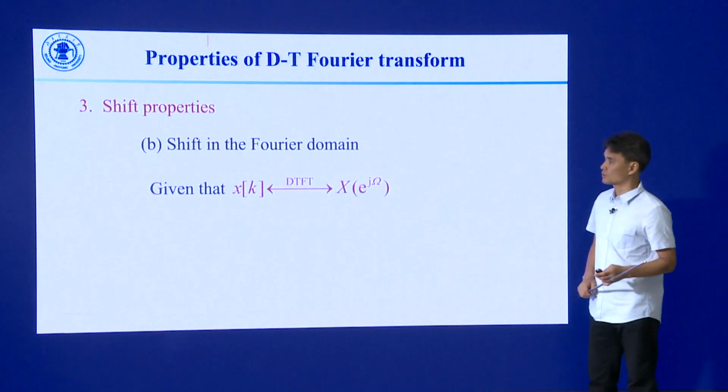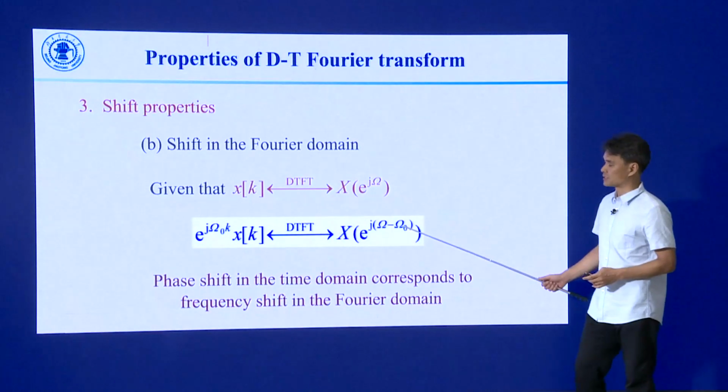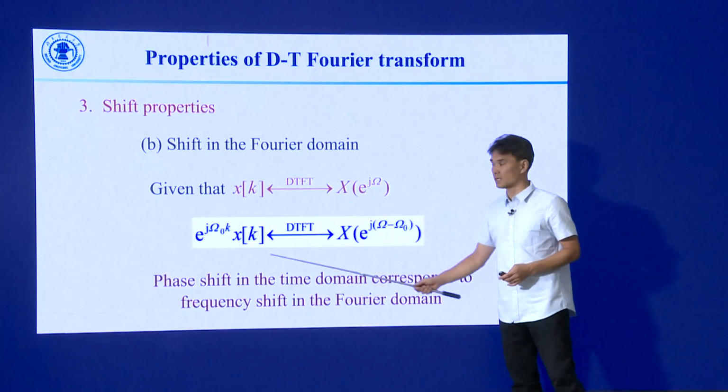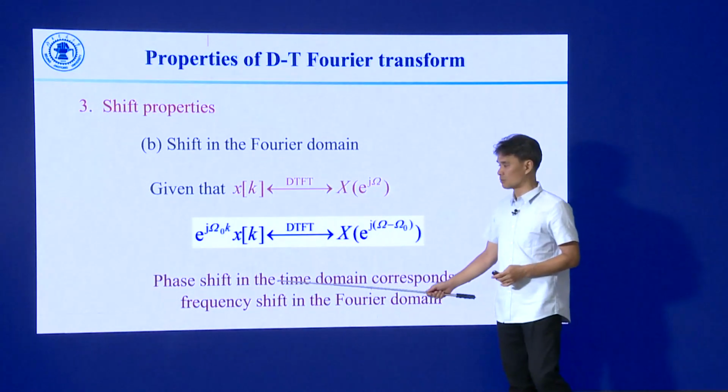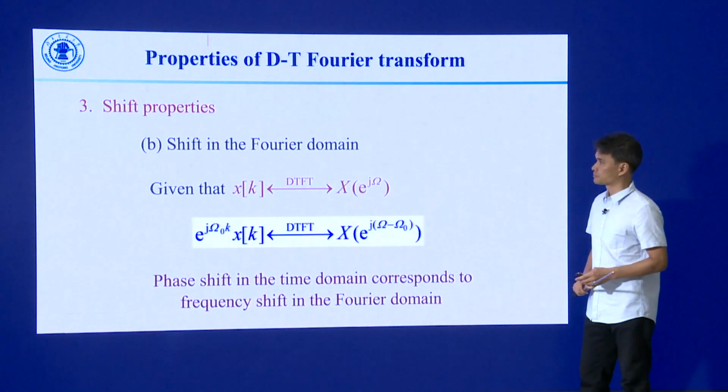The second shift property is the shift in the frequency domain. So again, the correspondence is that when you do the shift in the frequency domain, then in the time domain, you're going to have a phase shift. So again, phase shift in the time domain, frequency shift in the frequency domain.